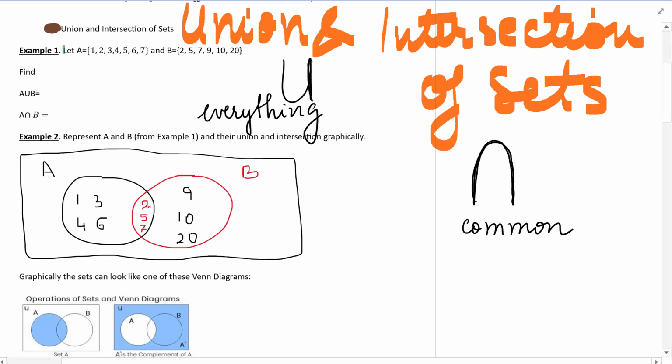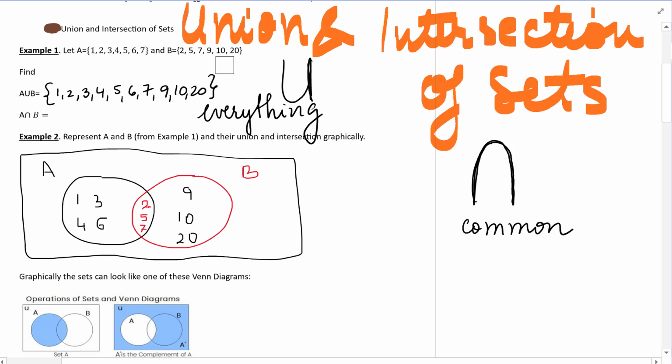The first example. Let A equal the set with the elements 1, 2, 3, 4, 5, 6, 7, and B with the elements 2, 5, 7, 9, 10, and 20. So we have these two sets. We want to find A union B. So we want to put everything together, and if they repeat, we just write them only once. So it's 1, 2, 3, 4, 5, 6, 7, 9, 10, and 20. So I wrote all the terms that were in A and in B, and I wrote them only once. For example, you see 2, it's here and here. I wrote it only once.